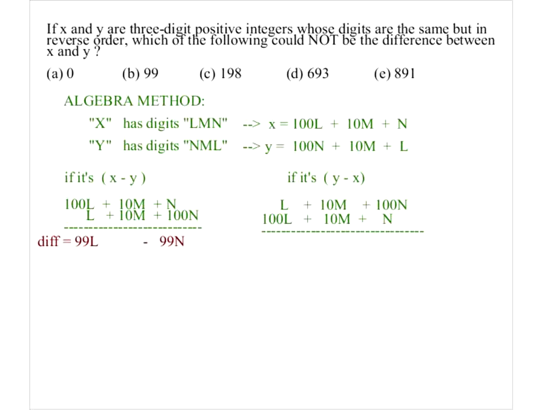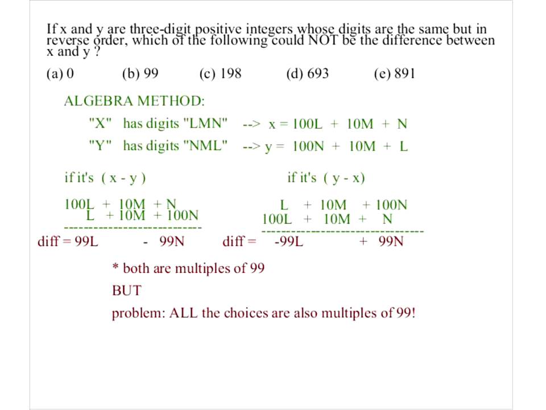So in this case, the difference is going to be the other way around. Notice that both are multiples of 99, but the problem here is that all of the choices are actually multiples of 99. So the algebra here is kind of a fail. It doesn't really solve the problem, which is the point, because all of these, including 0, are multiples of 99.